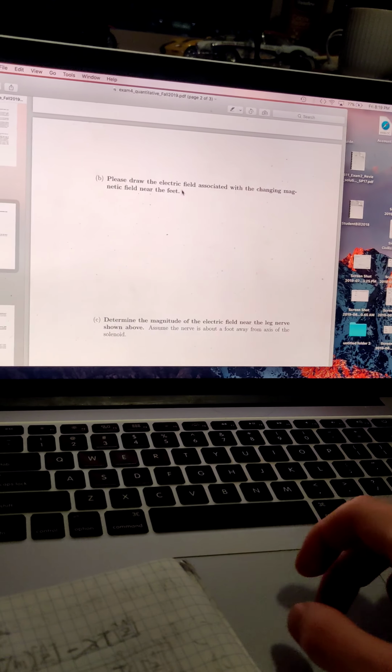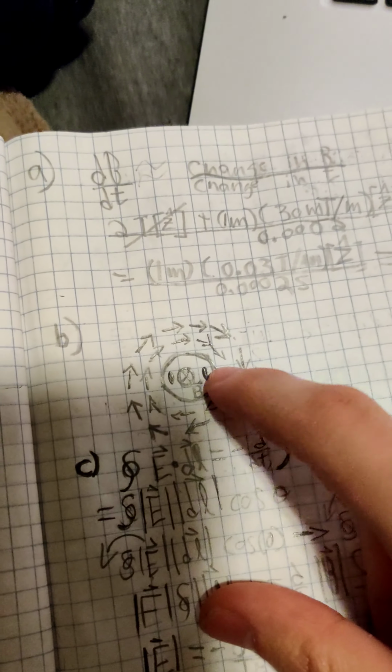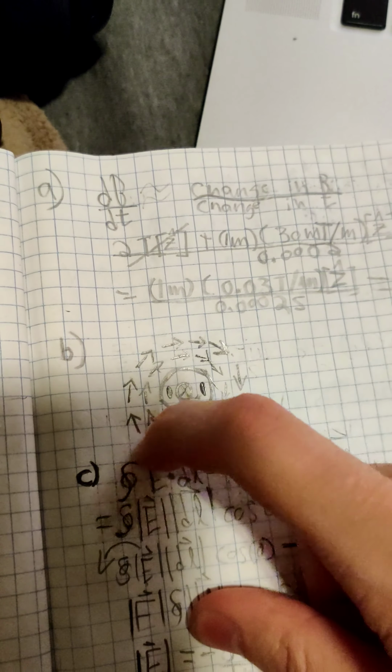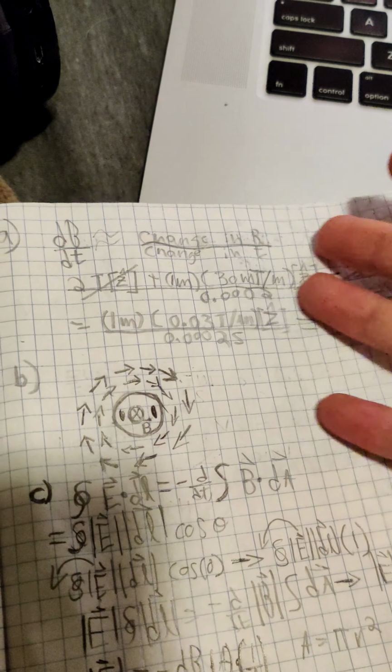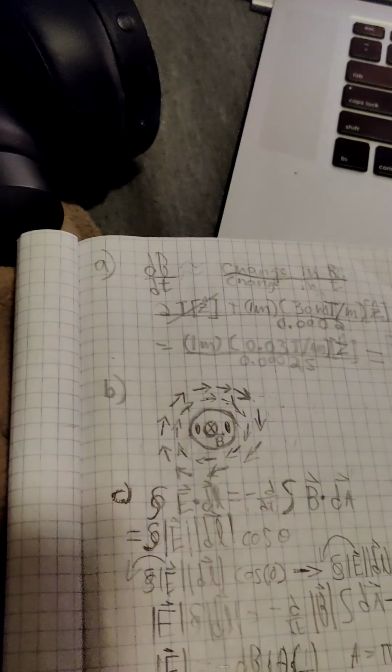The rate of change in magnetic field is 150 teslas per second. And on part B, it's asking to draw the electric field where the legs are. So these tiny dots are the legs, right? So the electric field will orbit around it. It doesn't matter if it goes counterclockwise or clockwise on an MRI machine.